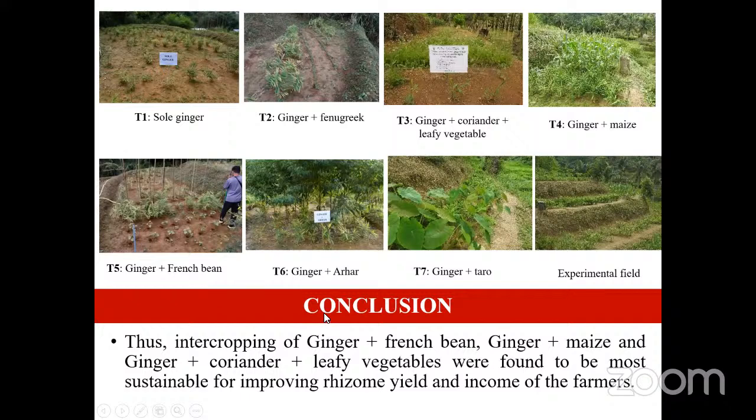So I want to conclude from this experiment that ginger French bean was found to be better with respect to rhizome yield, whereas ginger maize and ginger coriander with leafy vegetable intercrop give better benefit cost ratio returns.